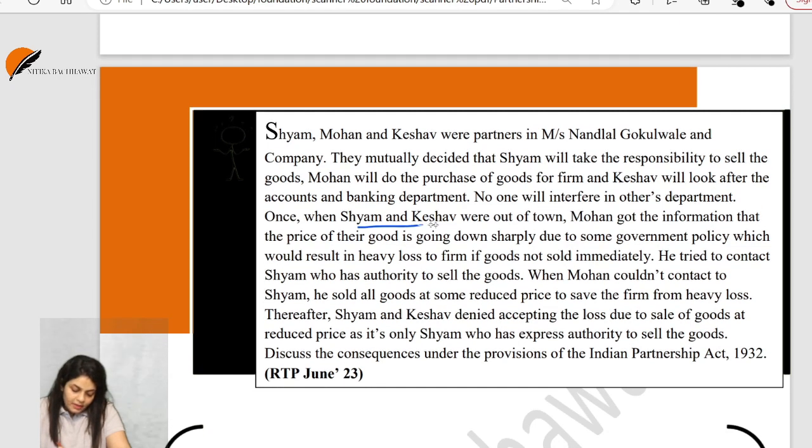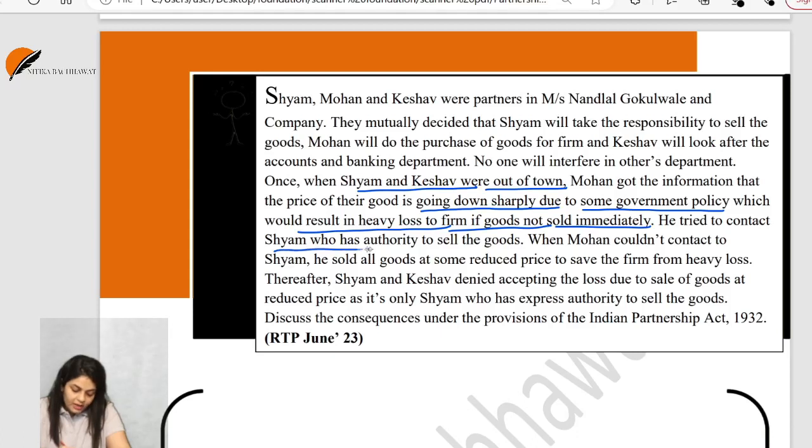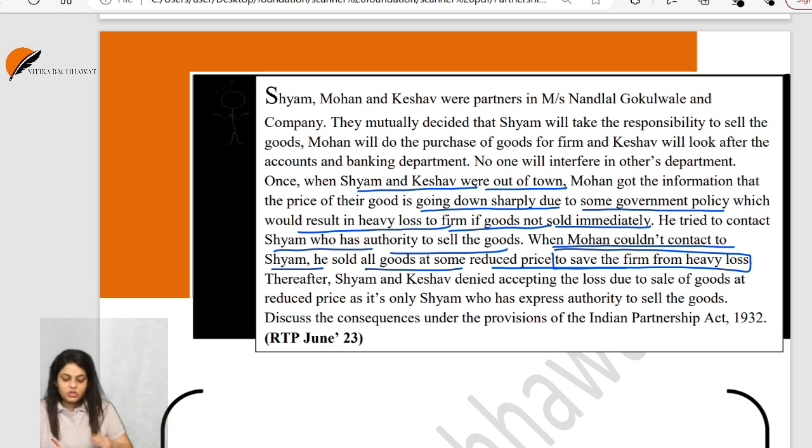Once when Shyam and Keshav were out of town, Mohan got the information that the price of their goods is going down sharply due to some government policy, which would result in heavy loss to the firm if the goods are not sold immediately. He tried to contact Shyam, who has authority to sell the goods. When Mohan couldn't contact Shyam, he sold all the goods at reduced price to save the firm from heavy loss. Thereafter, Shyam and Keshav denied accepting.